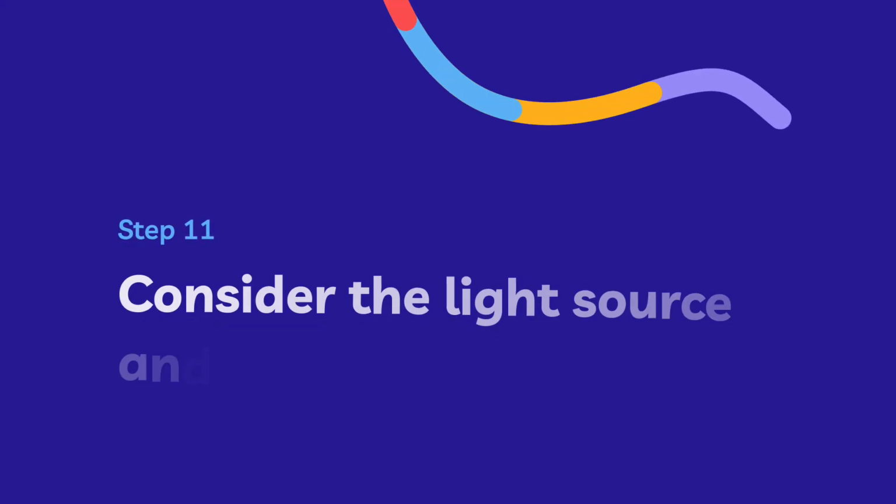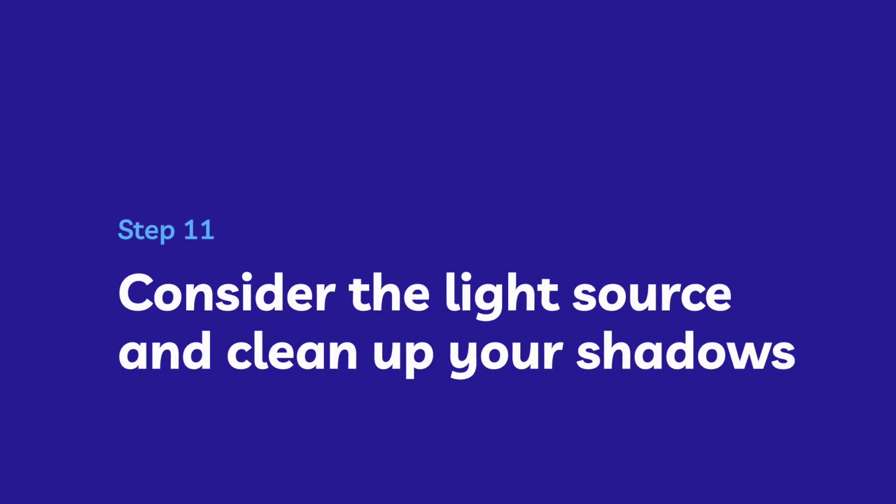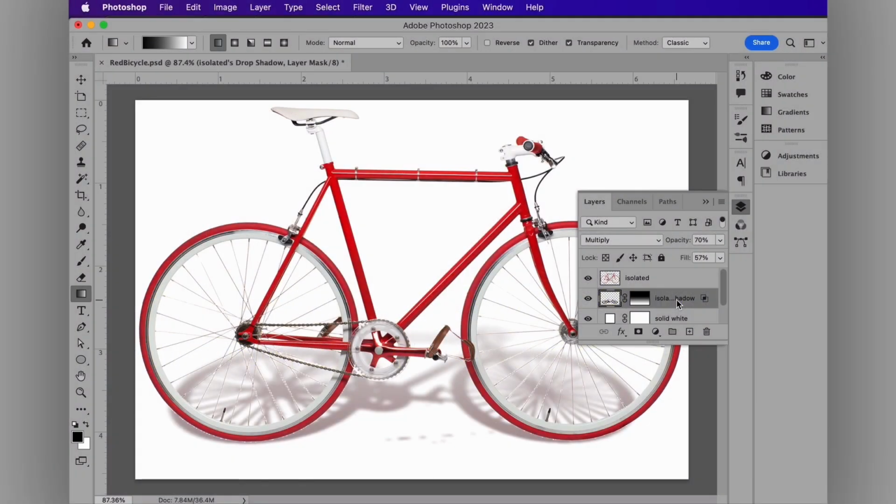Step 11. Consider the light source and clean up your shadows. Finally, make sure no portions of your shadow appear on the wrong side of your product or object. So in the example in this tutorial, there should be no instances of the shadow that appear in front of the bicycle, since the light source pushes the cast shadow behind it. Using the eraser tool, carefully remove shadows that don't belong.